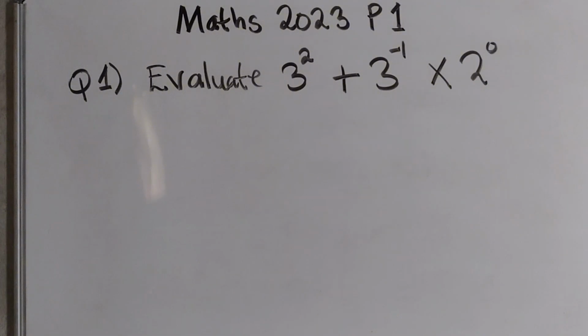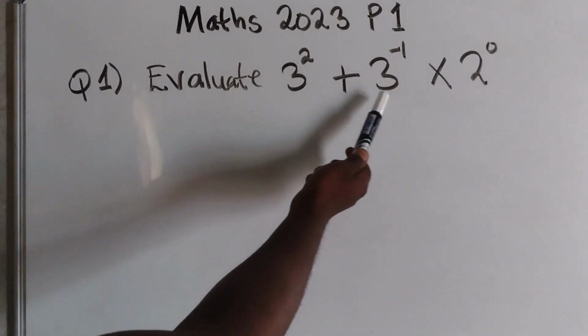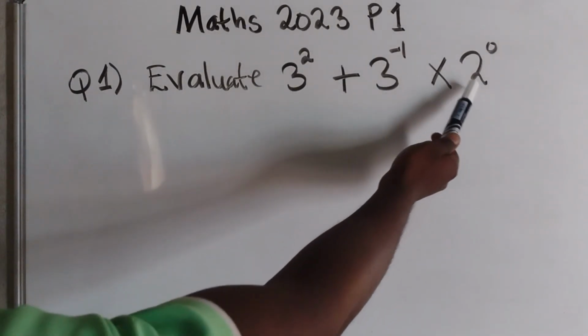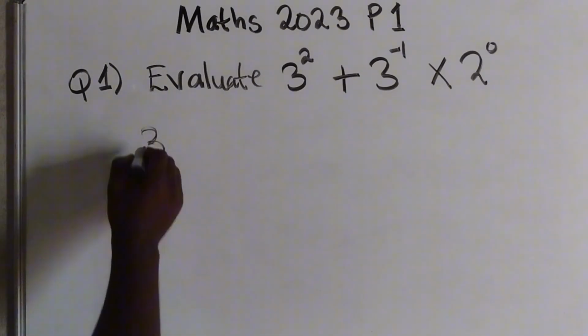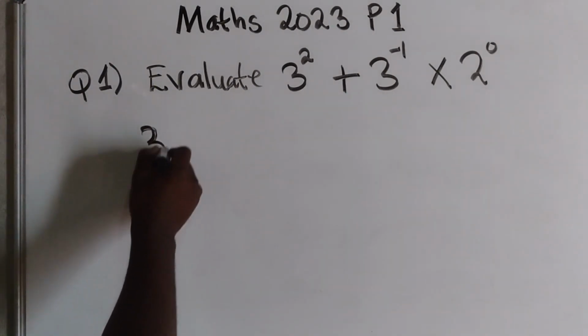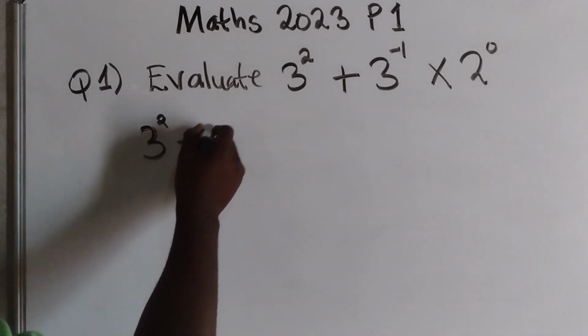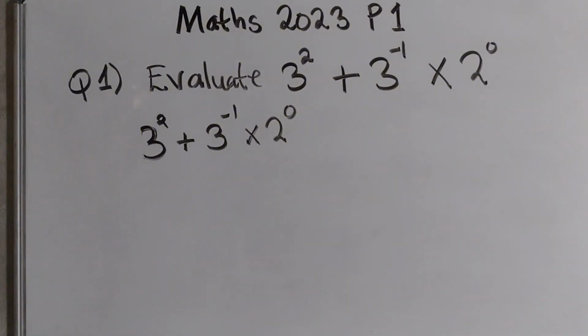Alright, so here we are going to start with question 1. Question 1 reads, evaluate 3 raised to the power of 2 plus 3 raised to the power of negative 1 times 2 raised to the power of 0. So how can you evaluate this question? The first thing, copy the question the way it is, which is 3 raised to the power of 2 plus 3 raised to the power of negative 1 times 2 raised to the power of 0. Then from there, let's start our question.